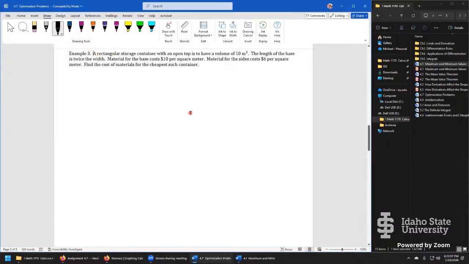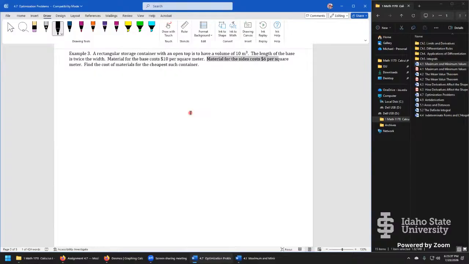So we're told that we have a rectangular storage container with an open top. We take that to mean that there's no top involved in the construction of this. It is to have a volume of 10 cubic meters. I have no idea what we would do with this. Maybe it's something to be used in farming, who knows? The length of the base is twice the width, so somehow that's an important specification. And the material for the base is $10 per square meter, which is dirt cheap. So again, it's kind of hard to imagine who we're building this for, but let's just keep on following the logic.